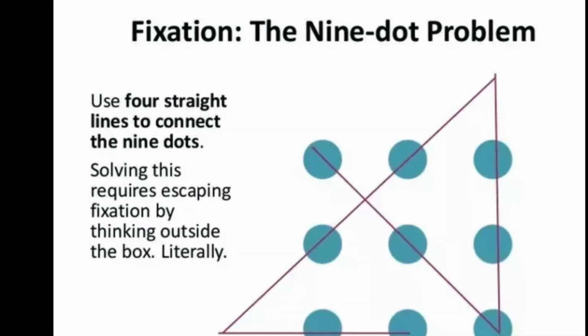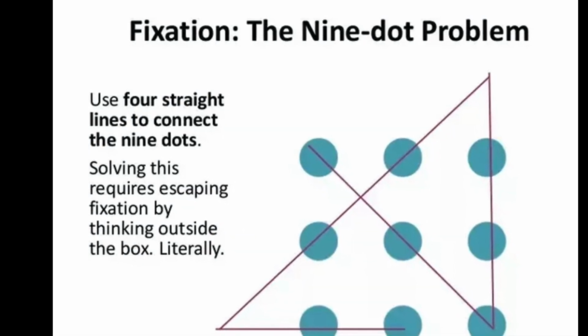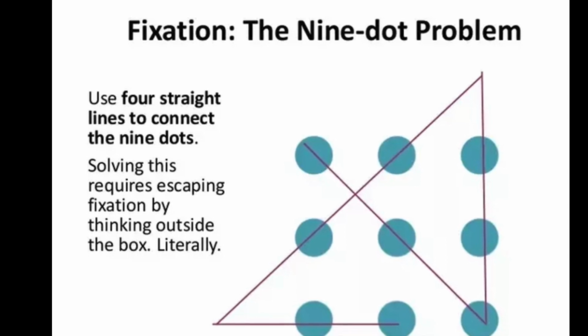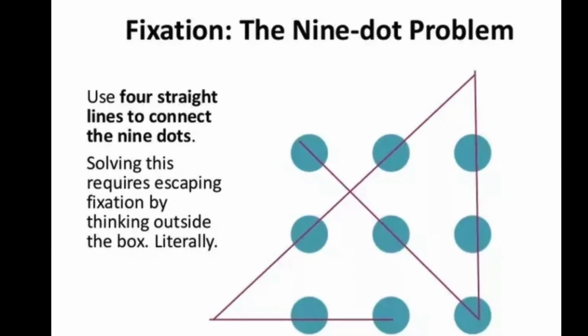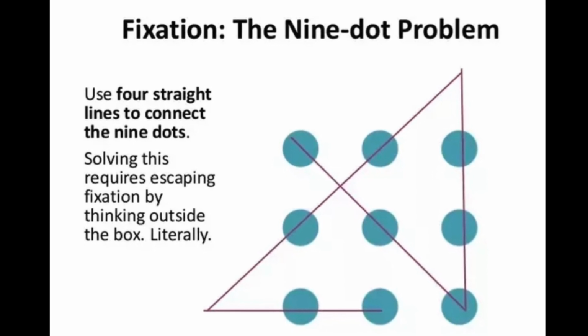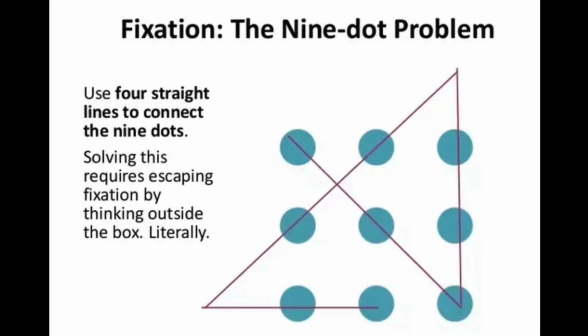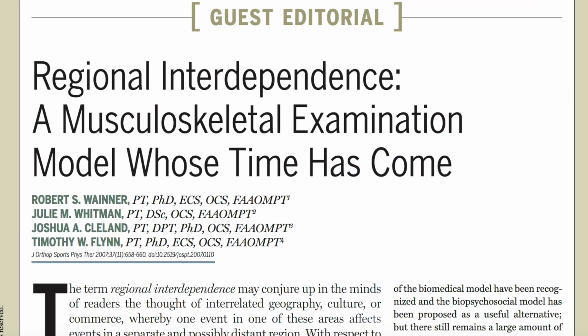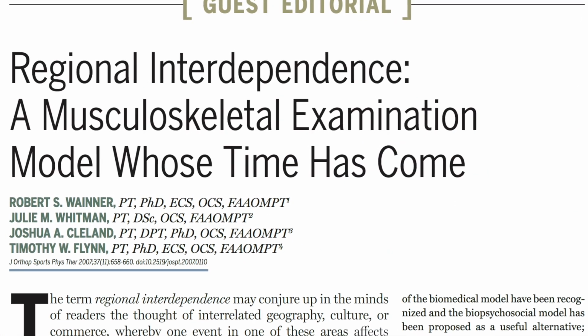Now, if you've ever seen this brain teaser, the idea is to use 4 straight lines to connect these dots without lifting up your pen or pencil. This is to get you thinking outside the box, because the only solution here is to draw your lines outside of the box. And that's the idea behind regional interdependence.